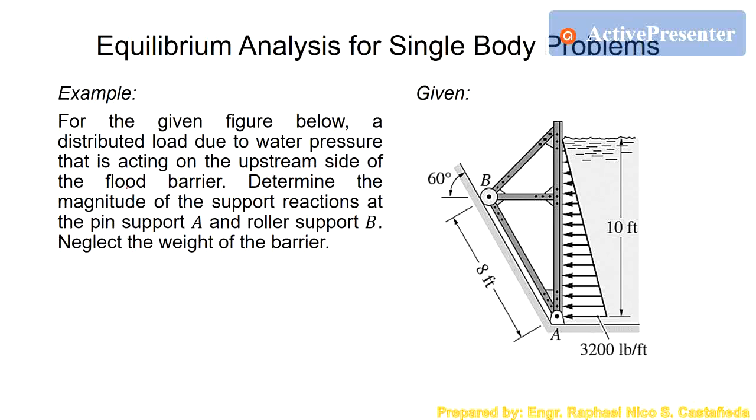Next is, for the given figure below, a distributed load due to water pressure is acting on the upstream side of the flood barrier. Determine the magnitude of the support reactions at the pin support at A. We have a pin support at A here, and a roller support at B. Neglect the weight of the barrier, so we will not include the weight of the barrier. So the only active force is the pressure, which is a triangular load, due to the water pressure, which is 3,200 pounds per foot.